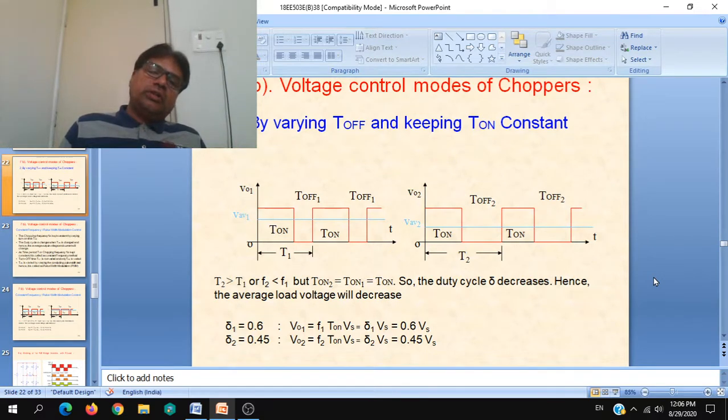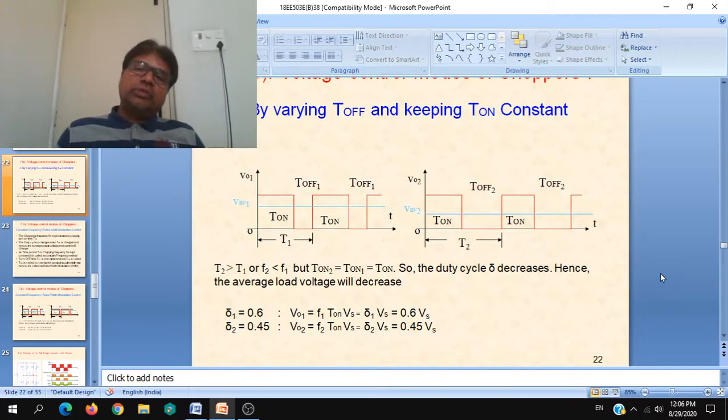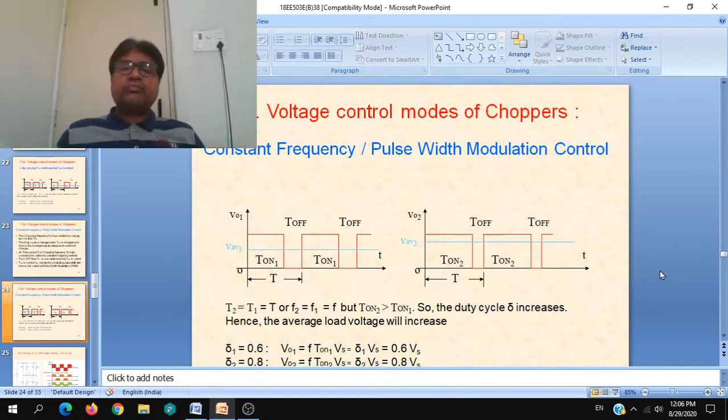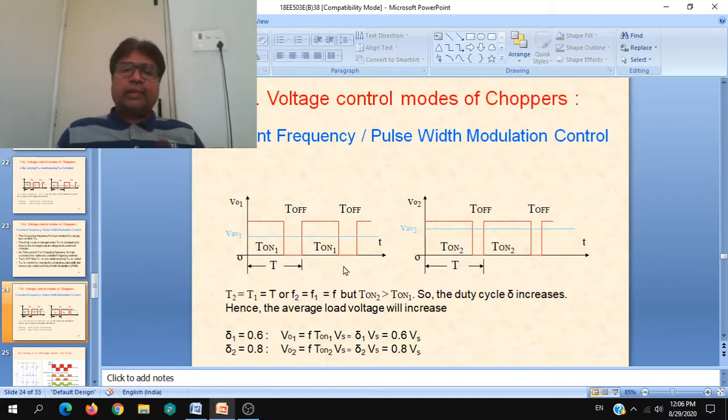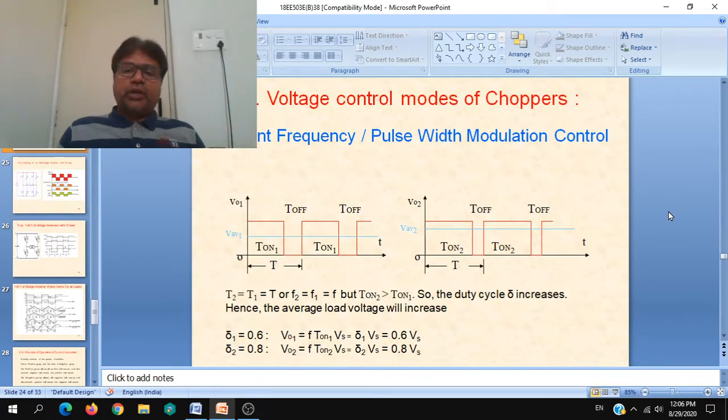So you can achieve different types of frequency modulation, but its maintenance and control is difficult, and also interference with the other circuits will be more, disturbance and ripples and harmonics will be there, and also performance of the load will get deteriorated. That is why frequency modulation is not used for most of the cases of the choppers. The other method will be used, that is pulse width modulation control. It is simple and straightforward. The width of the pulse, particularly the turn on pulse, will be changed. There is only one procedure.